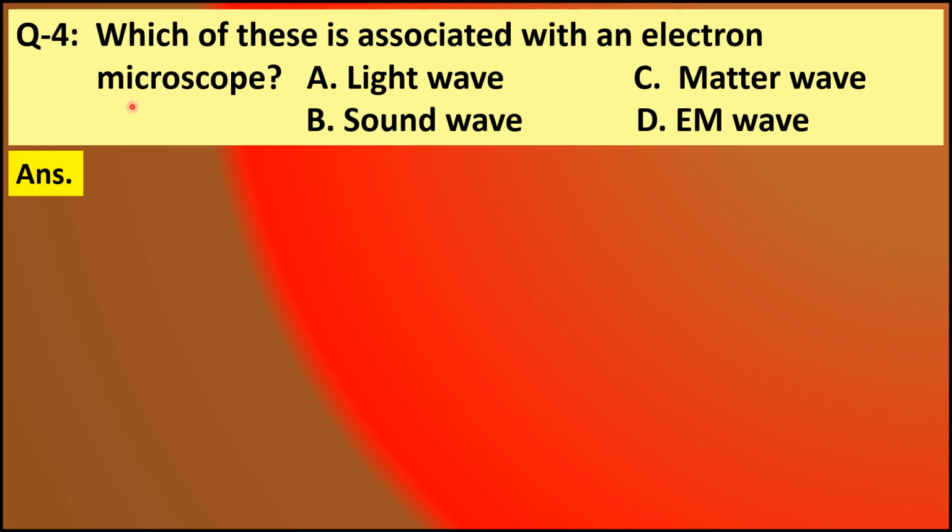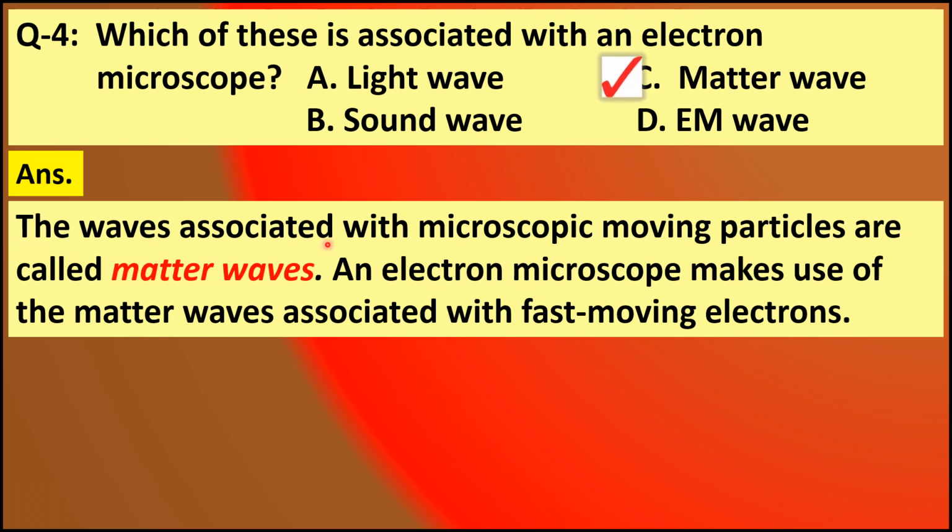Question number 4. Which of these is associated with an electron microscope? Option letter A, light wave. Option letter B, sound wave. Option letter C, matter wave. Option letter D, electromagnetic or EM wave. So our answer, of course, is letter C, matter wave.